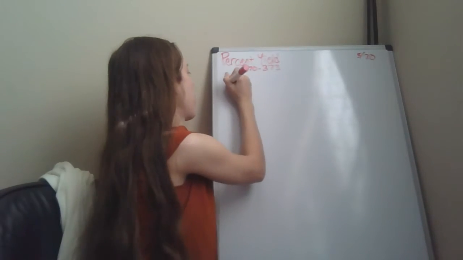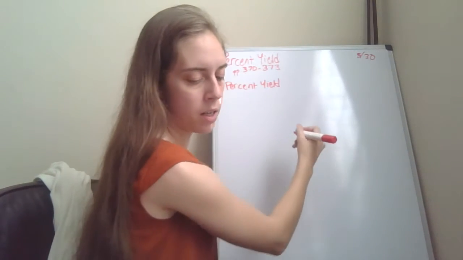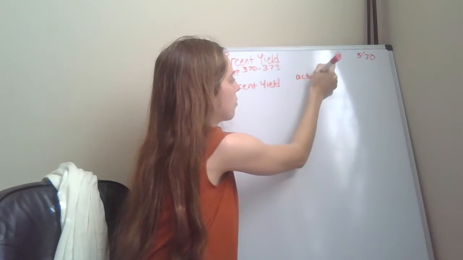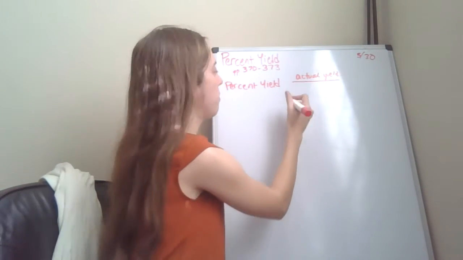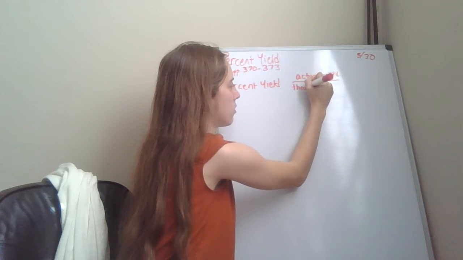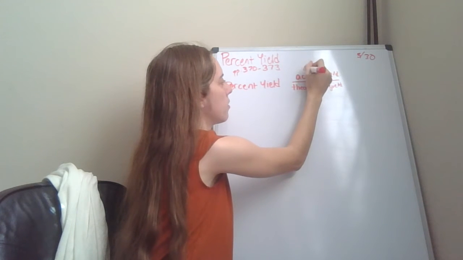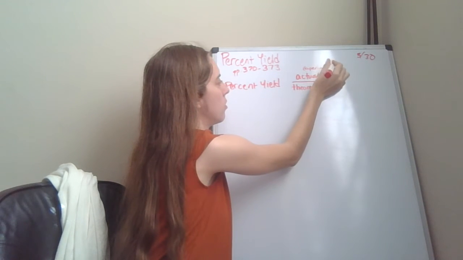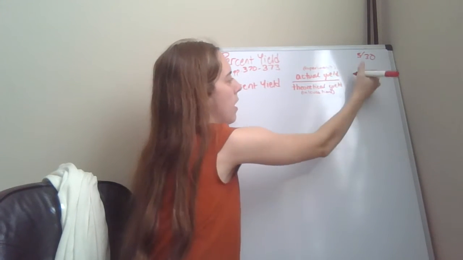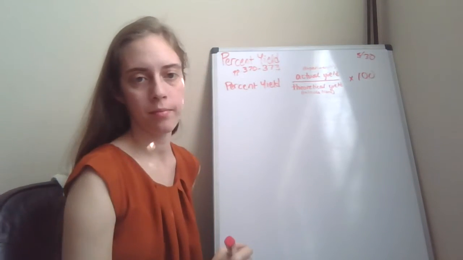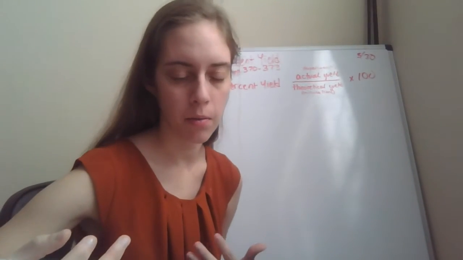And here's your equation for that. So percent yield is your actual yield that you got from your experiment divided by your theoretical yield. So this is your experiment. And on the bottom is your calculations. And then times 100. And that's your percent yield. That's all it is. Okay? So it just gets tagged on the end of these steps that we've done so far.